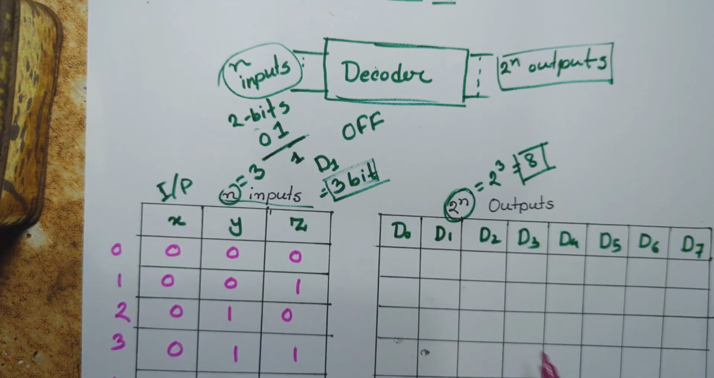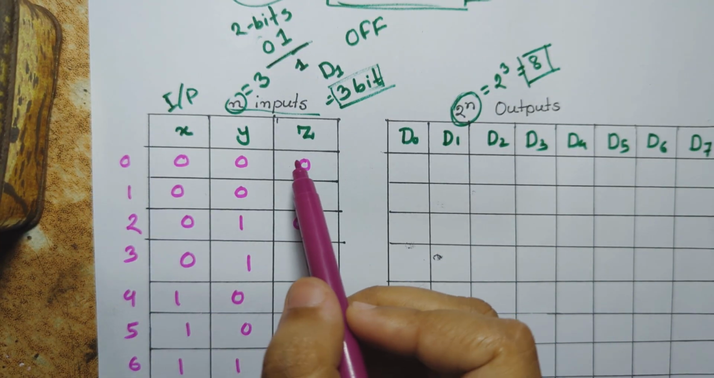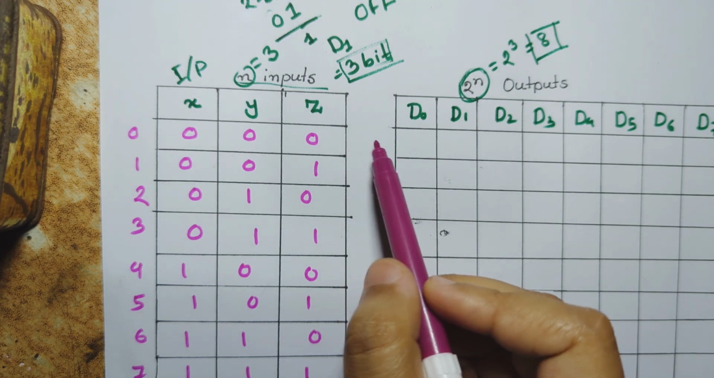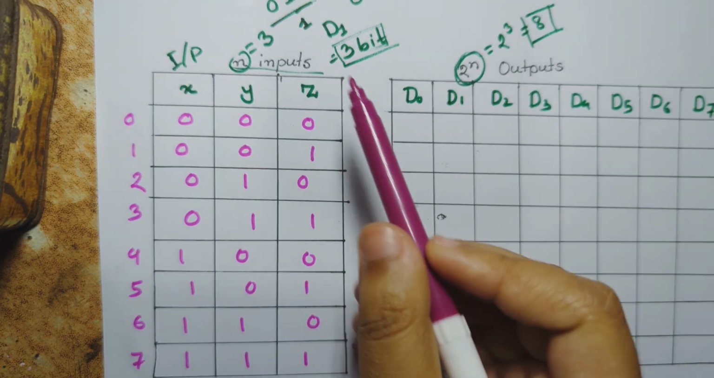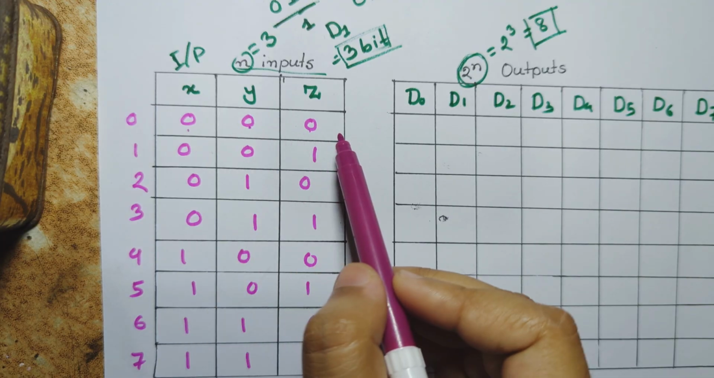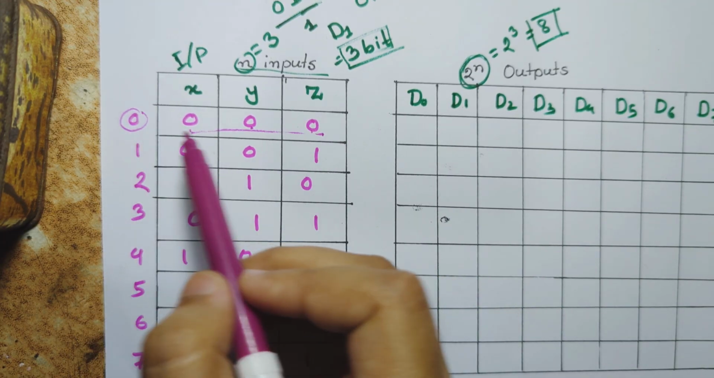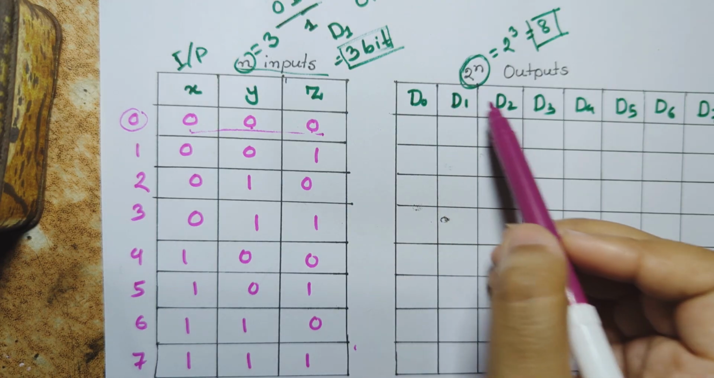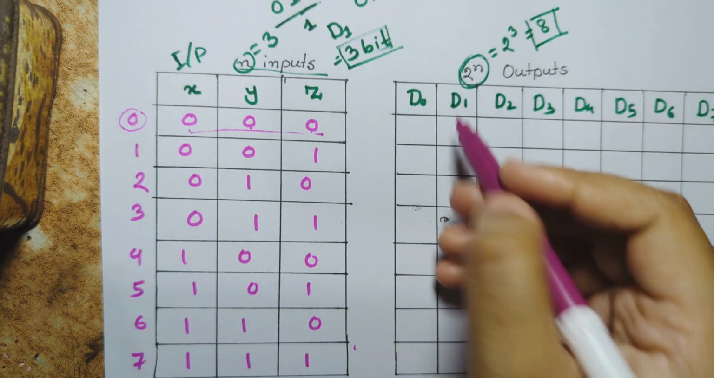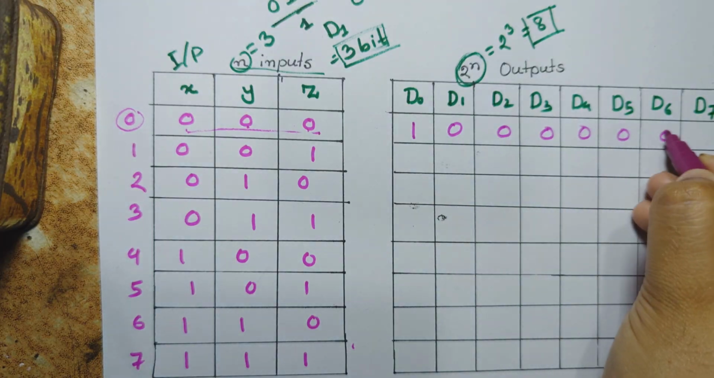Suppose we have only n input lines, that is, the x, y, z lines. It means we can give only one piece of information from these 8 lines. If we give 0 0 0 as the 3 input lines, then this represents 0. So this D0 will be on, and all the other output lines will be off. So this will be 1 and the others will be 0 0 0 0 0 0.